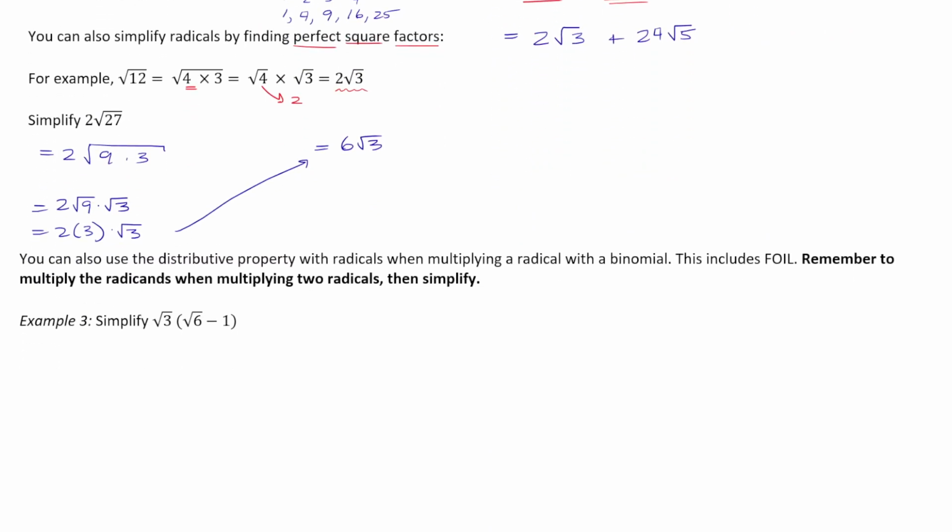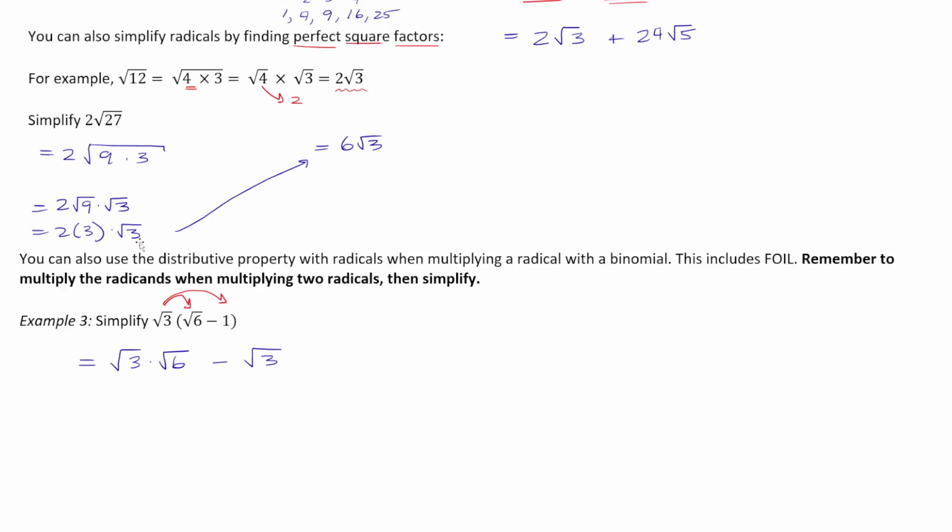Okay, so this right here is no different than what you've seen before. When we have a radical on the outside and we have these brackets, we can just apply the radical to the inside. And what I mean by apply, it really is just multiplication. So root 3 times root 6 is literally root 3 times root 6, and then root 3 times negative 1 is literally negative root 3.